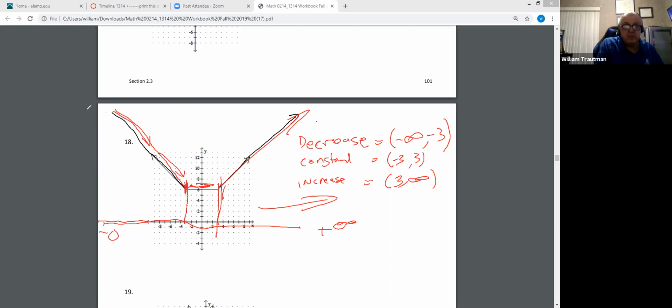So from negative infinity to -3, it's decreasing. Then from -3 to +3, it's constant. It's a flat line. Constant is a horizontal line. Increasing is going up. Decreasing is going down from left to right. You always go from left to right on these graphs.